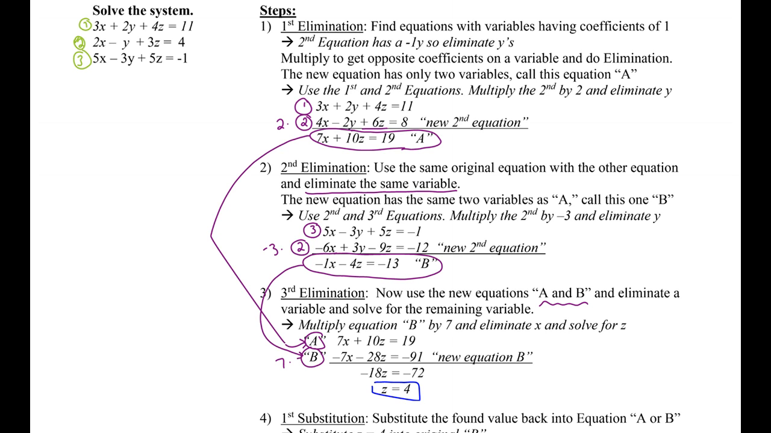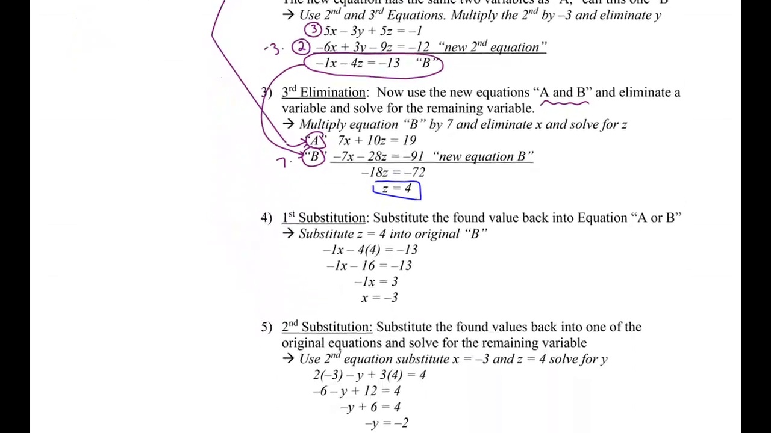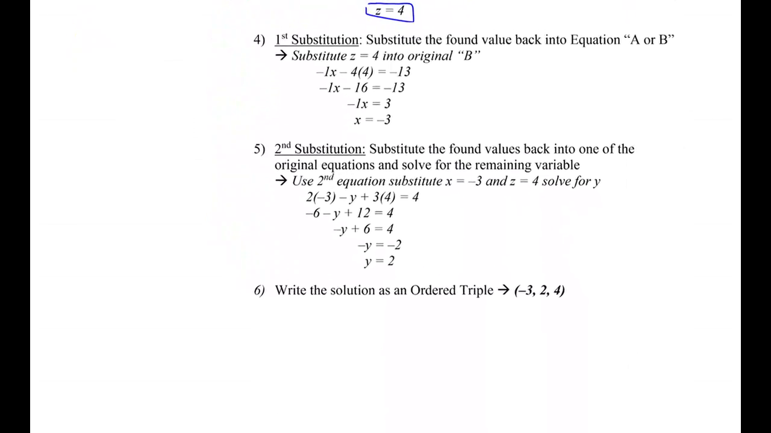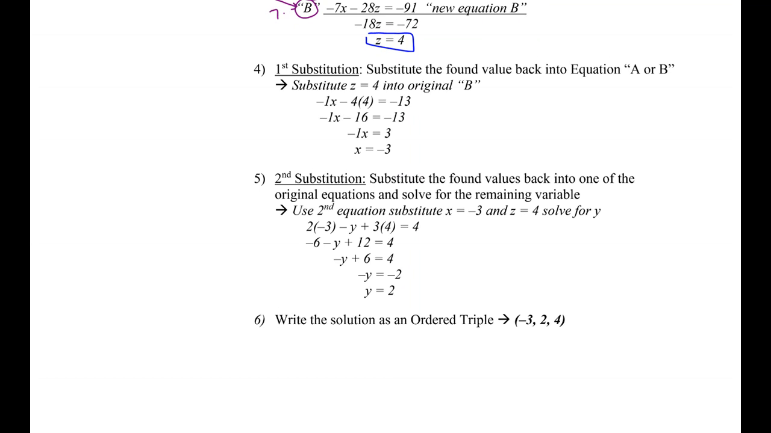I'm now done with elimination and I'm switching to substitution. For the first substitution, I'm going to take z equals 4 and I'm going to substitute it back into either equation A or equation B. I can't plug it back into one of the 3 original equations because if I plug in just z, I'll still have x and y that I need to solve for. So if I plug it back into equation B, they then found that x equals -3.